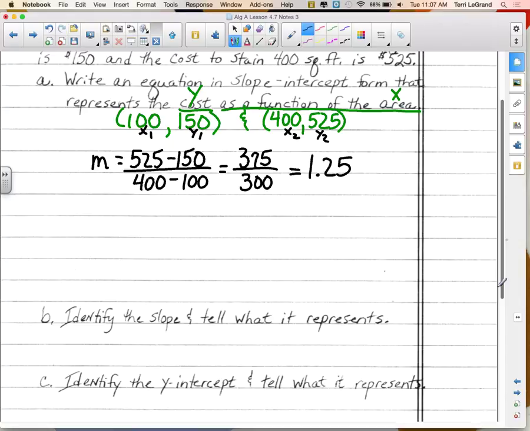Hey, by the way, is one of those points our y-intercept? Yes. Or in other words, is it the starting amount? How do we know when an ordered pair is a y-intercept? When our line crosses the y-axis. But we don't have a graph here. We don't know where it's crossing. How can we tell just by looking at the ordered pairs? How can we tell if that's a y-intercept or not?